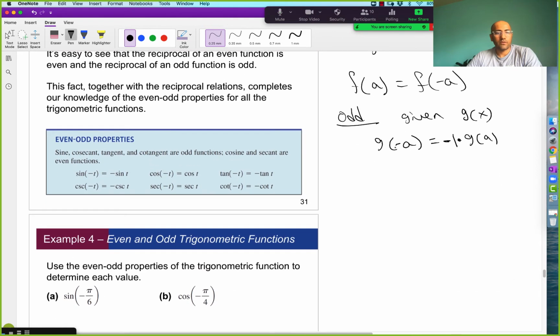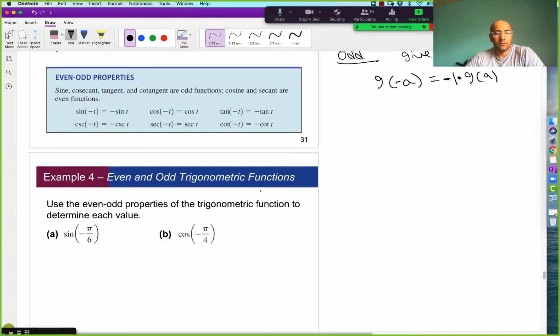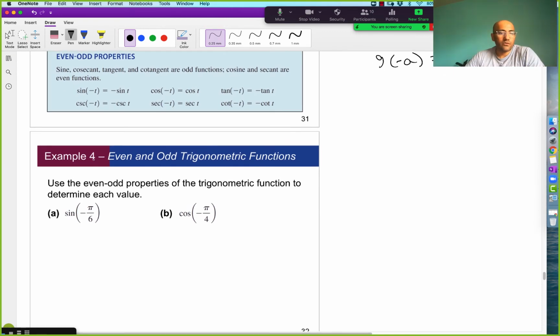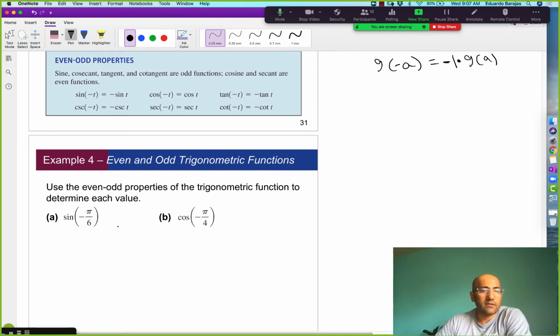Okay, so here's a nice little table of all those properties. Sine of negative t equals negative sine of t. Cosine of negative t equals cosine of t. And tangent of negative t equals negative tangent of t. And then their counterparts, which are equivalent. Okay, so we can use some of those shortcuts to find these things.